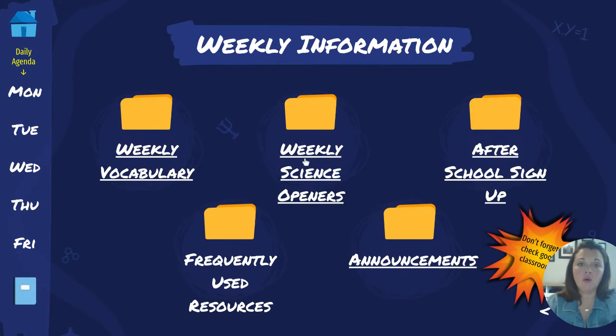Over here, we have weekly science openers, and I am going to require you guys to have an online science journal where, for the first 5 minutes of every class period, we're going to be using these science openers, and you're going to be responding to them in your virtual science notebook. And then that way I can check it at the end of every quarter and see how well you guys were thinking like scientists, and then I can grade you accordingly.